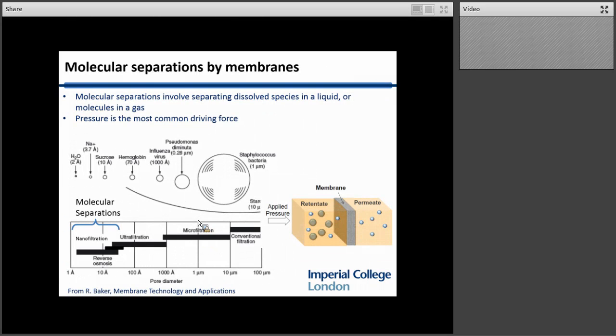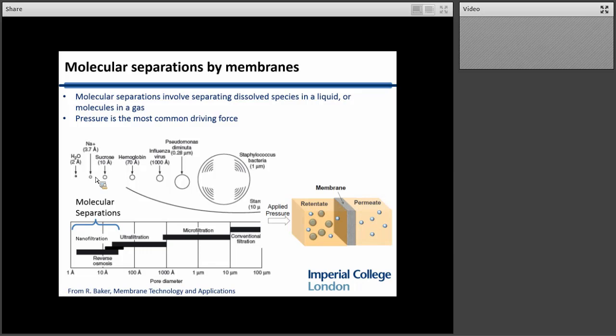So if I just touch on what I mean by membranes when I'm talking about molecular separations, obviously membranes can be used to separate out molecules across a range of sizes. The largest thing we might think about filtering with membranes is upward of 1 micron, things like bacteria. But what we're really interested in is down at this end of the scale, molecules which are typically 1,000 times smaller than that. So 1 nanometer, 10 angstroms, or in the case of salt, even less than a nanometer.